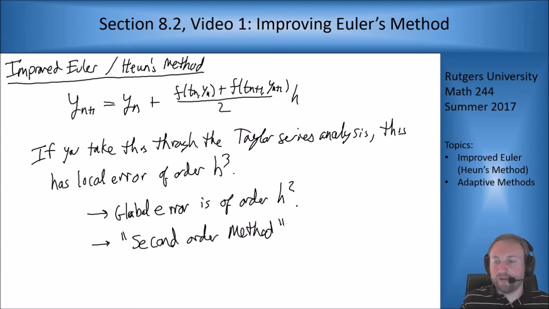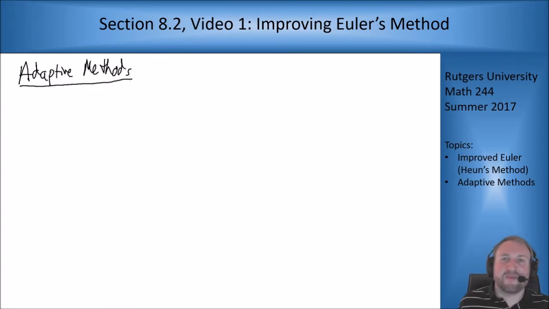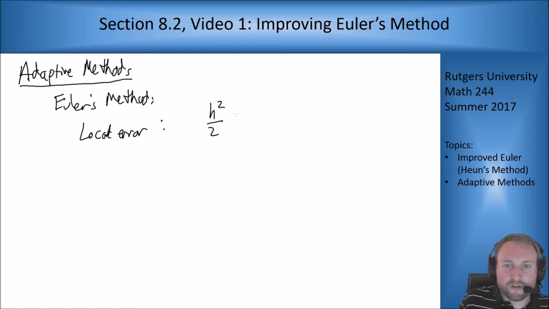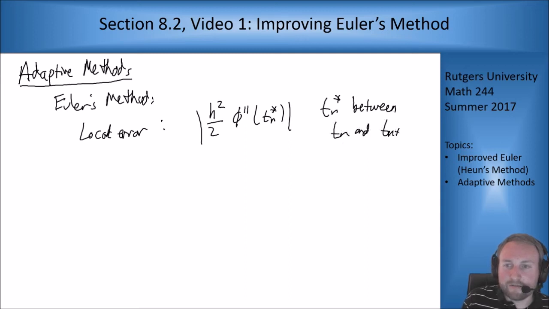Now the second thing you can do to improve methods is use what are called adaptive methods. What adaptive methods means is I'm not going to use a fixed step size. I'm going to change my step size based on some factors. So if I look at Euler's method, what did I get for my local error? My local error came out to be something like h squared over 2 times the second derivative at some point t_n star, where t_n star was between t_n and t_{n+1}. Right, that's what my local error looked like.